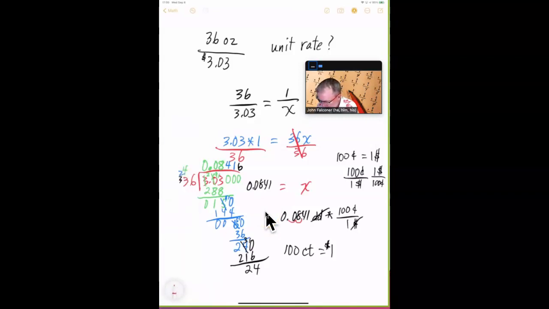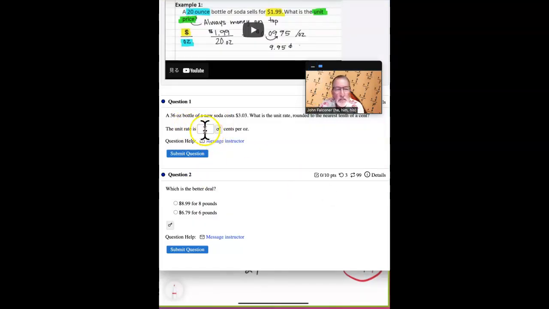So we have, for our answer, 8.41 cents. And they want us to round to the nearest tenth, which would be 8.4. 8.4 cents. And so that's a little bit of extra work you got to do. But let's put that in and see how we did. 8.4.